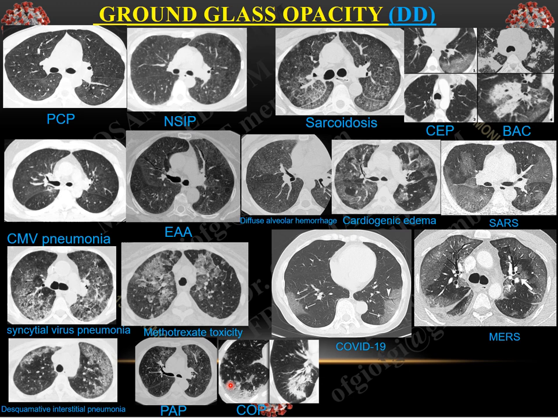In pulmonary alveolar proteinosis, we can see ground glass opacity superimposed by interlobular septal thickening. And this is squamous interstitial pneumonia, which shows ground glass opacity and centrilobular nodules in a heavy smoker patient. As we see, ground glass opacity has a lot of differential diagnoses.